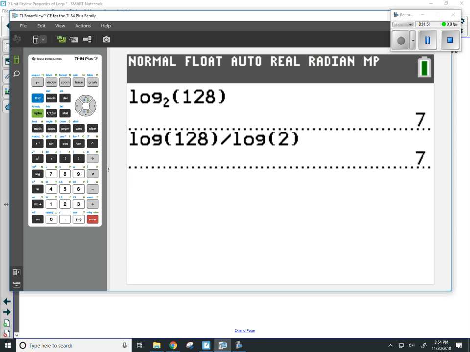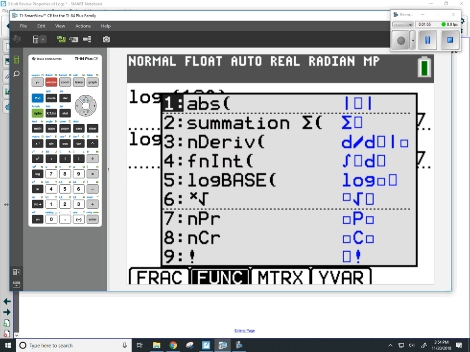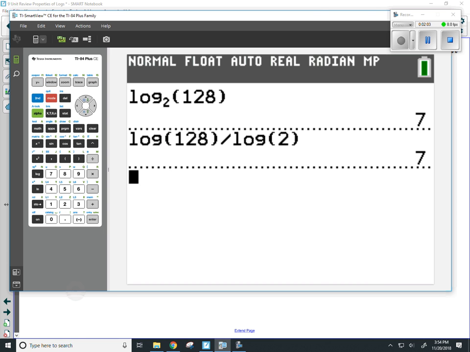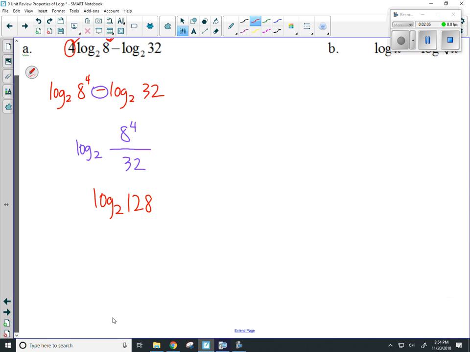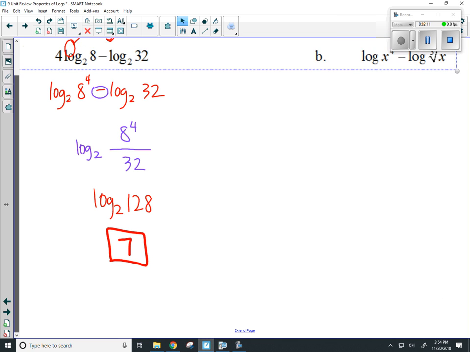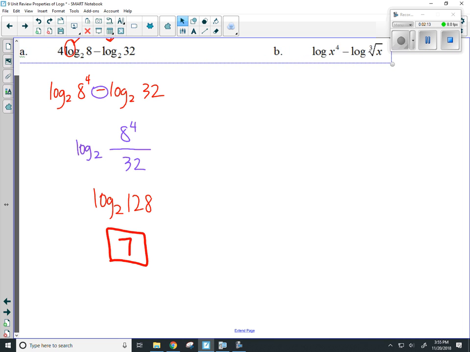And so, as a reminder, the way you do that again is hit alpha and then the window button, and hopefully you have log base. It might not look exactly like this, but hopefully you have something that says log base in there. But anyway, log base 2 of 128, that's just equal to 7. All right, and let's look at what's happening for the second one.